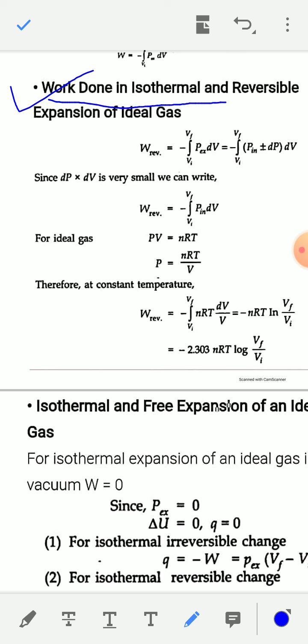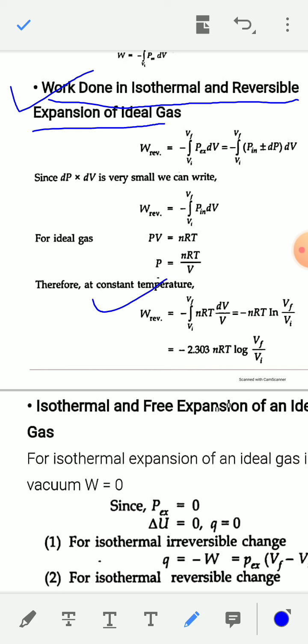The formula of work done. Work done in isothermal and reversible expansion of ideal gas. Suppose you have taken n mole ideal gas in a cylinder, then you are reducing pressure on the gas, then you will see that the volume of gas increases, and you have to calculate work done.